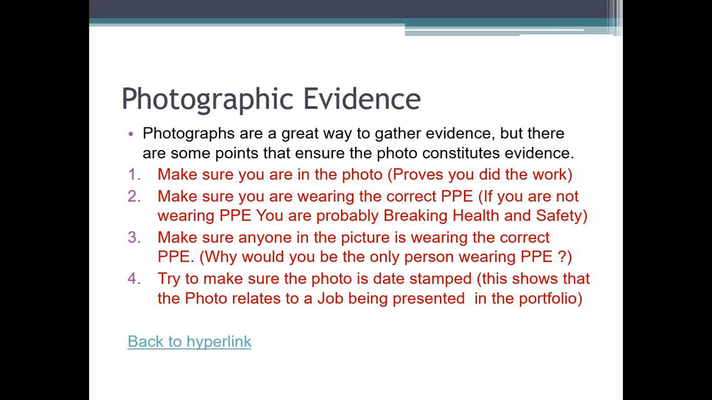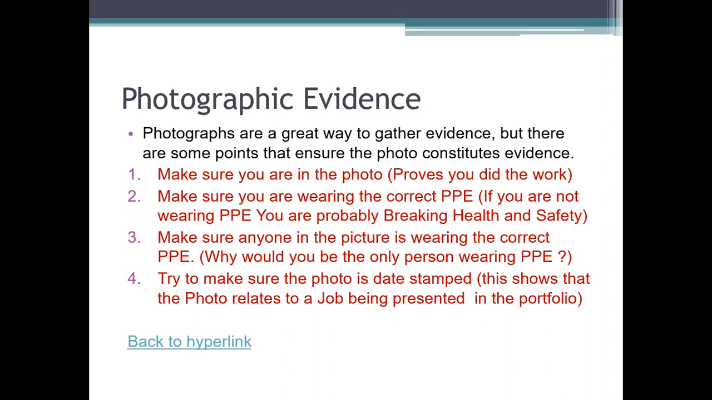Ideally, you'd be looking into the camera when the photograph is being taken, and this way we can verify that's you. Photographs showing the back of your head, that kind of thing, it's very difficult to tell who the photograph is of. So we need to make sure the photograph you take is of you and you're carrying out the activity that you're going to claim evidence on.